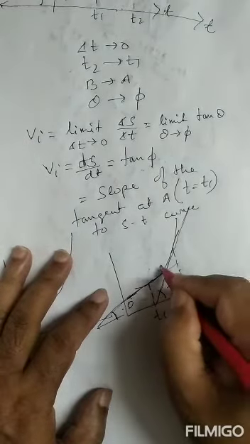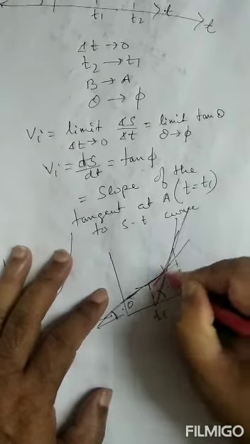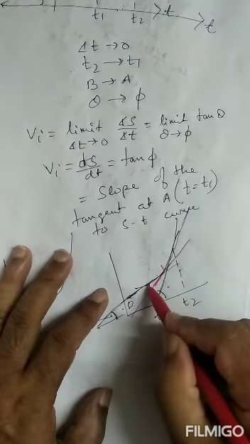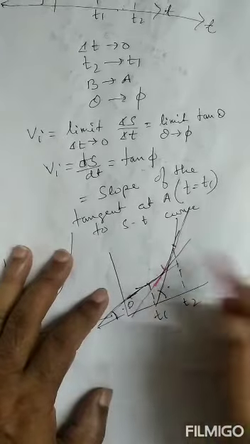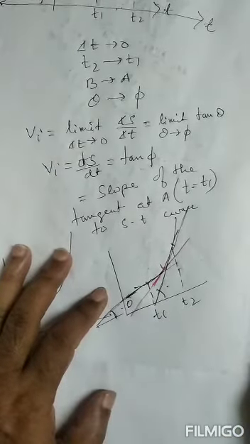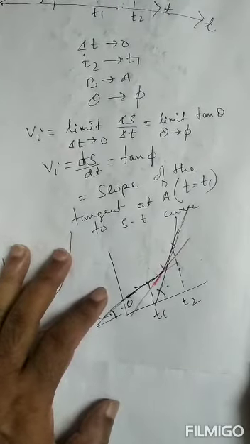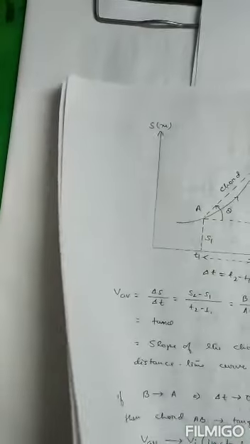If someone asks to calculate instantaneous speed here, what do you have to do? You have to draw a tangent here. So at different instants, at different positions of the curve, the tangent makes different angles, therefore instantaneous speeds are different. That is why the body is said to move with variable speed.